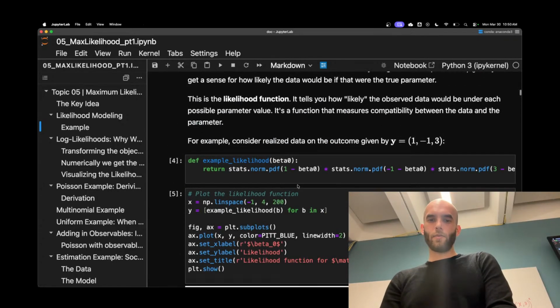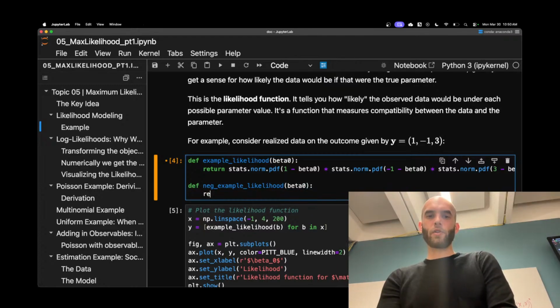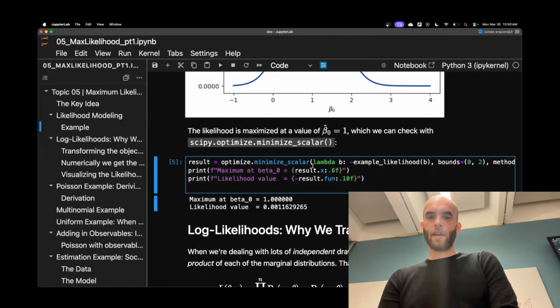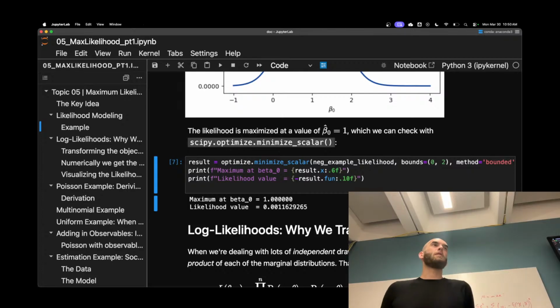And actually, should we do that? Let's say def negative example likelihood. And this is going to take in beta 0. And then this is just going to return negative of example likelihood. And then all we have to do here is just write in negative example likelihood. And I think that'll run. I don't really like lambda functions for some reason. Okay.